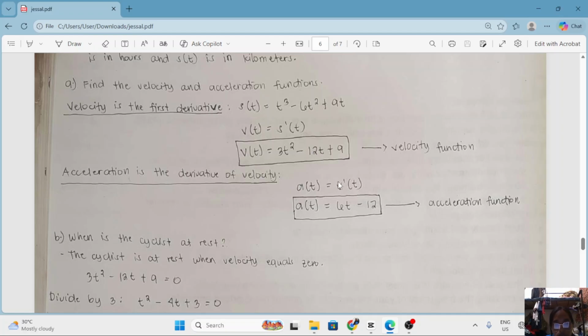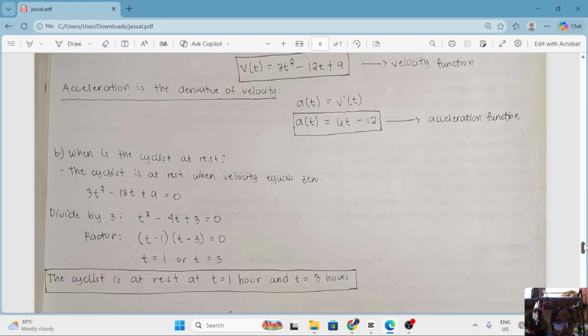A of t is equal to v prime of t. So if we're going to derive this, we can get 60 minus 12. So that is our acceleration function.